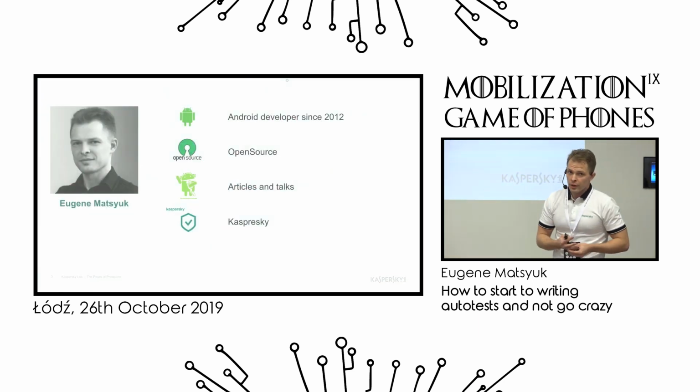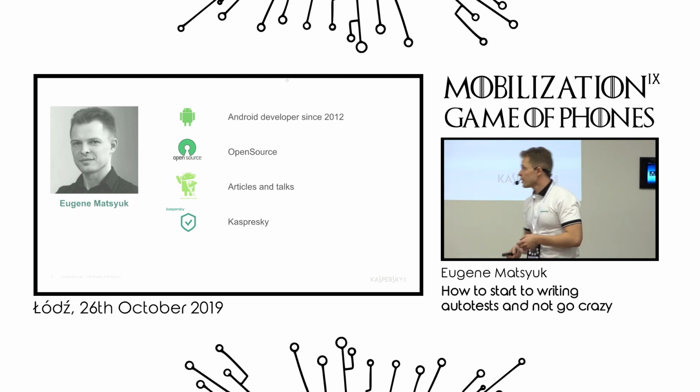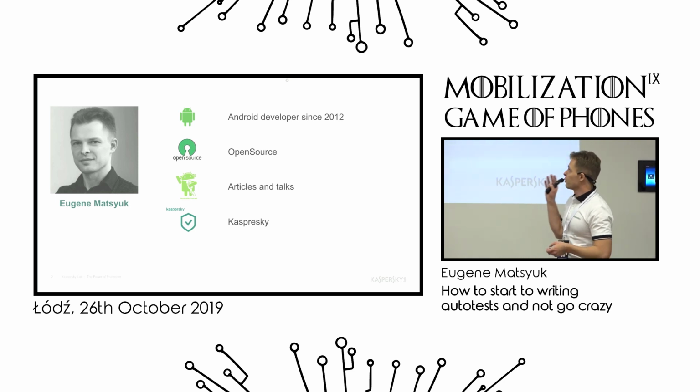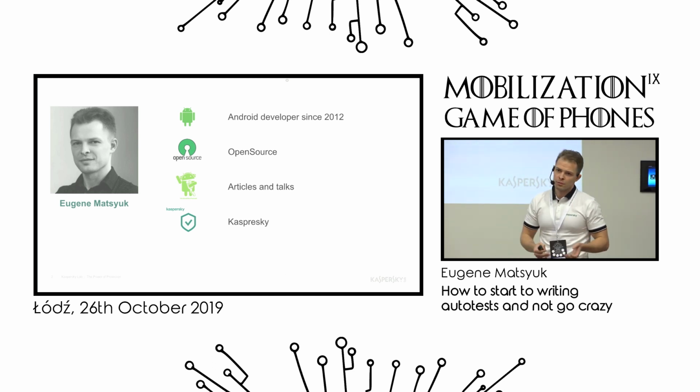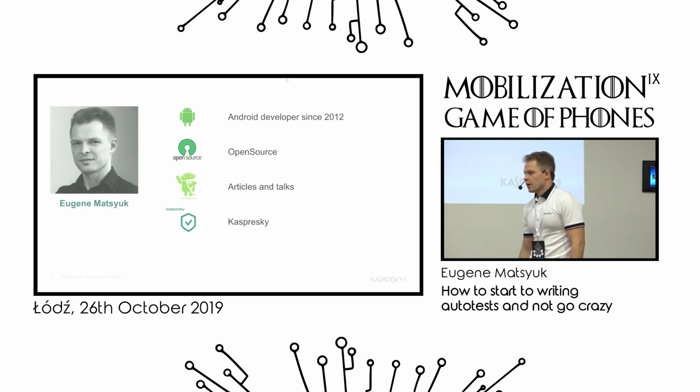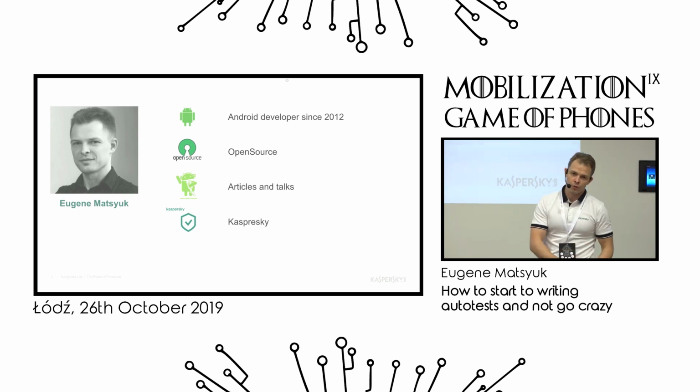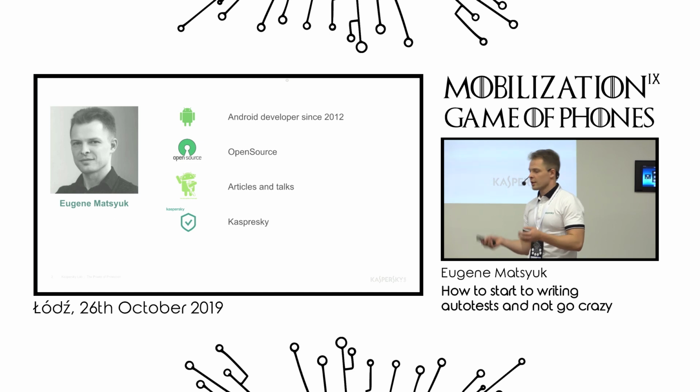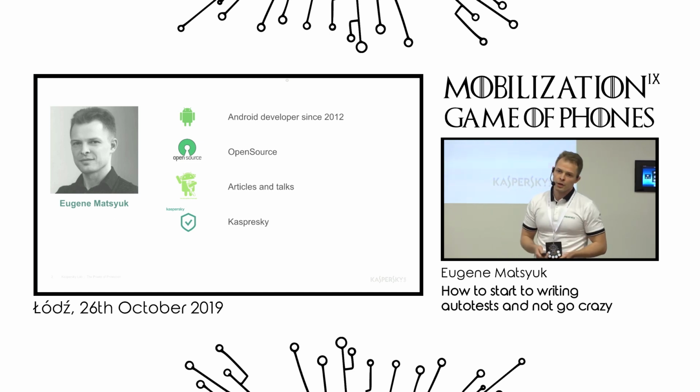So to begin with, a few words about myself. I have been an Android developer since 2012. I'm an active contributor to some open source projects on GitHub. I'm also the author of a lot of articles as well as talks about Android development. My current position is software expert at Kaspersky Lab, and the company holds me responsible for carrying out autotests in all our Android projects.